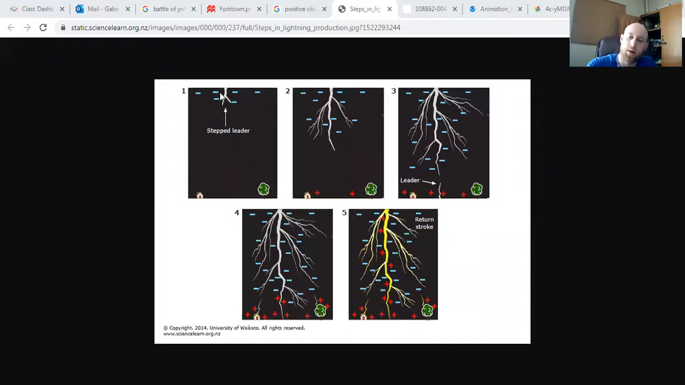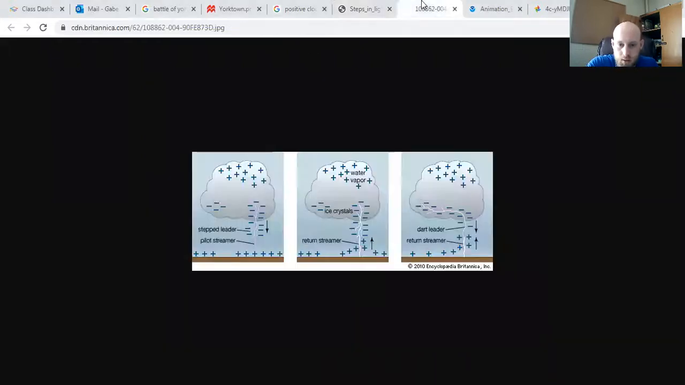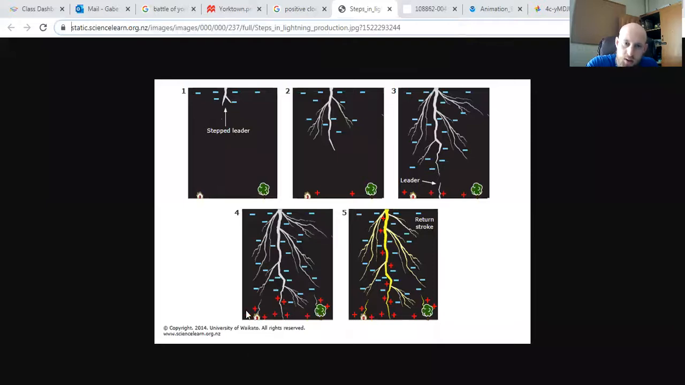Here we go. I have a couple different images I'll show you eventually. Let's start with this one. Imagine our cloud is up here above the numbers. The first thing is a stepped leader. The stepped leader is a stream of electrons coming out from the cloud towards the ground, and electrons are negatively charged.